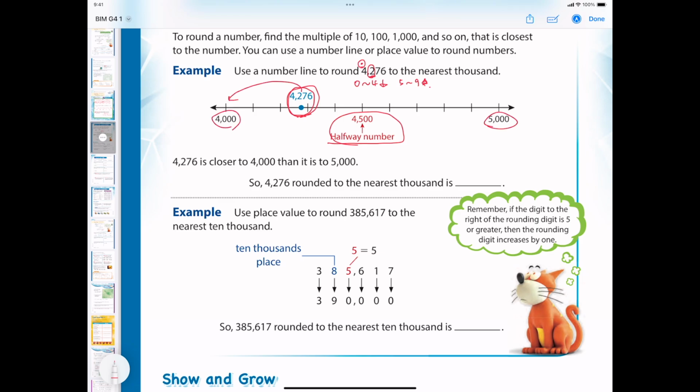So the answer is what? 4,276 is closer to 4,000 than it is to 5,000. Makes sense, right? Okay, so 4,276 rounded to the nearest thousand is what?